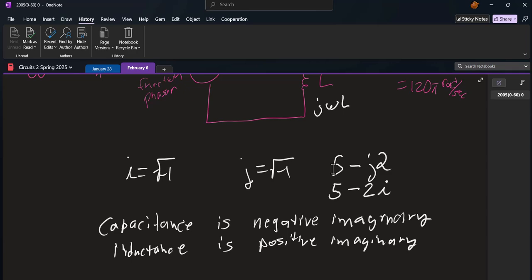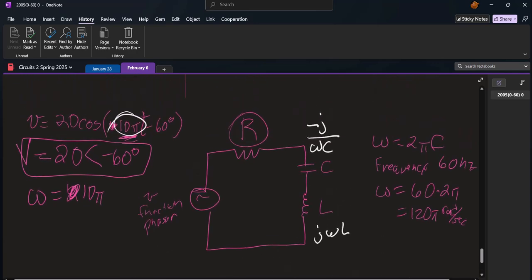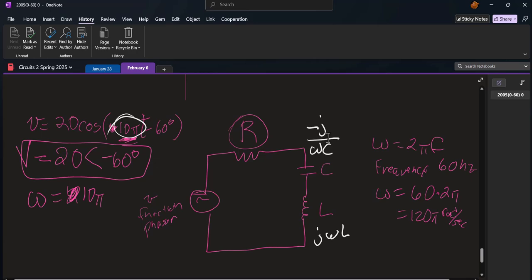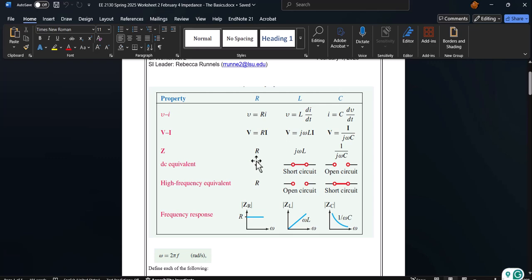If you are finding the impedance, which is the general term for this, for the capacitance, it should be negative and imaginary, and for an inductance, it should be positive and imaginary, and the R is going to be the real part. Okay, so this is going back to this. So this is Z. Z is taking our resistance and our inductance and our capacitance and putting it in phasor form, and Z is called an impedance. So these are all impedances.